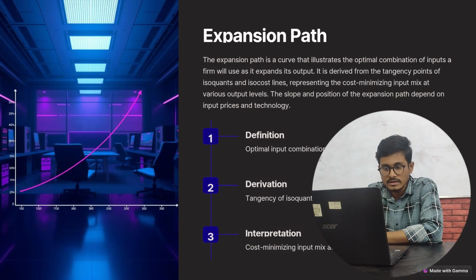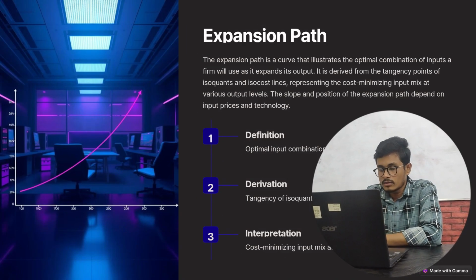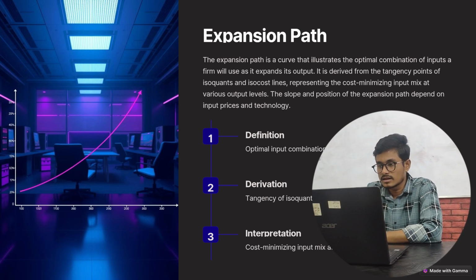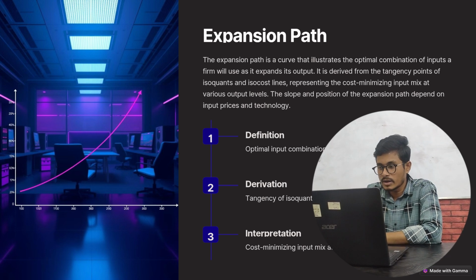And then our next topic is the expansion path. Now we come to the definition of the expansion path. The expansion path is a curve that illustrates the optimal combination of inputs a firm will use as it expands its output. It is derived from the tangency points of iso-quants and iso-cost lines, representing the cost minimizing input mix at various output levels. The slope and position of the expansion path depend on input prices and technology.